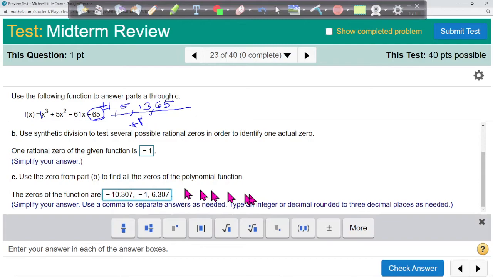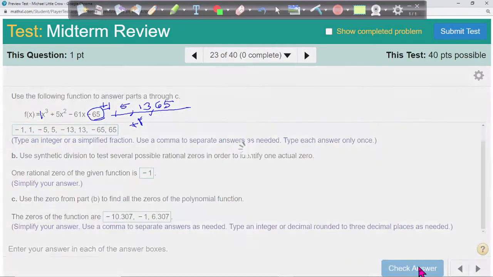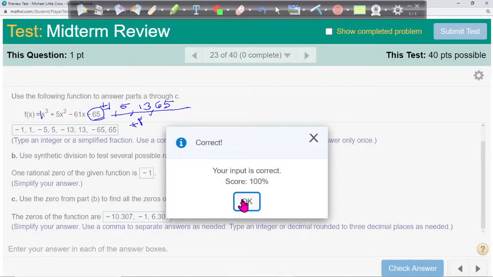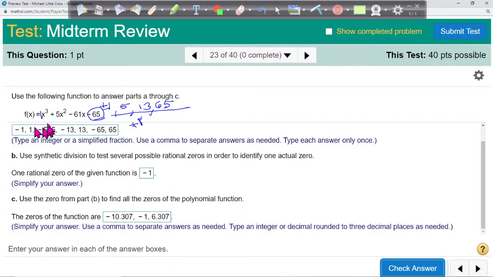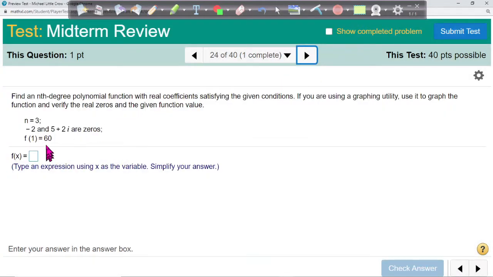They don't really say find all the zeros. But again, you could use synthetic division, but it would take more time. So we got it correct. But know how to find the rational zeros. It's the ratio of the first coefficient and the last constant term, all the possible factors of those numbers. All right, let's look at the next one.